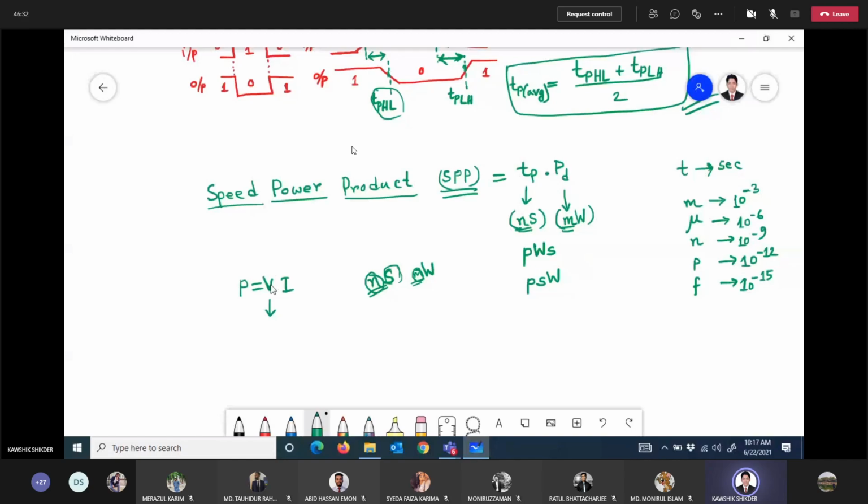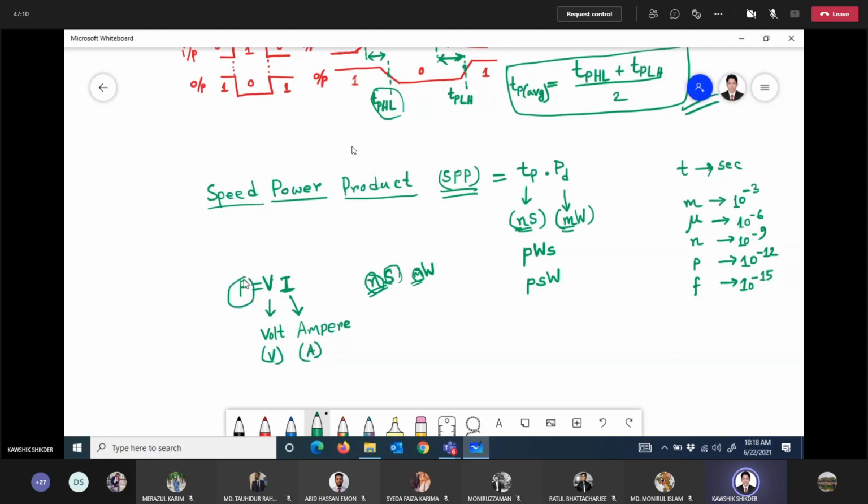Can you see the whiteboard? Yes, sir. So unit of V, here V for voltage. What is the unit of voltage? Volt, right? Yes, sir. And unit of I, ampere. So in short, what we write is V and A.